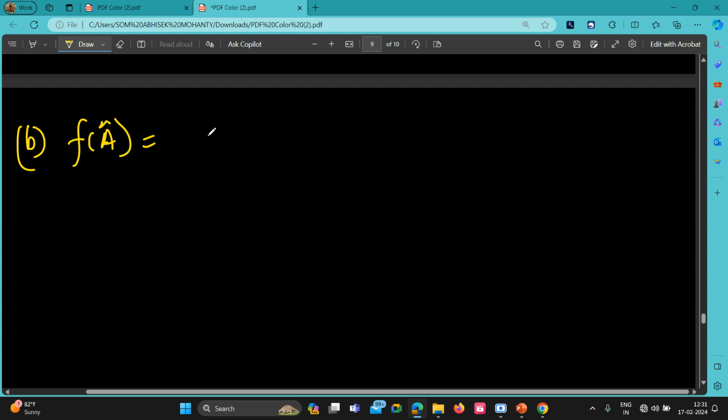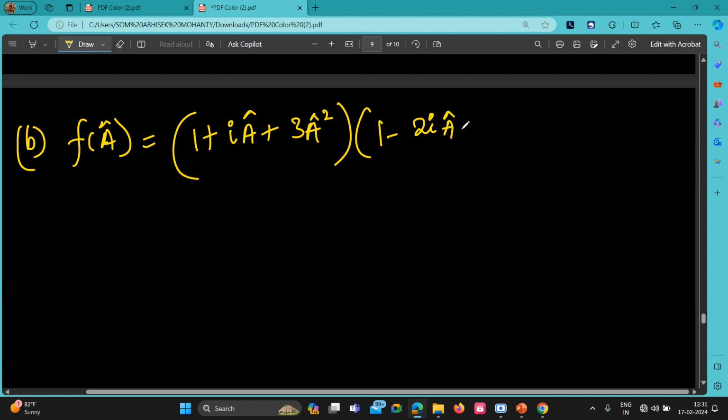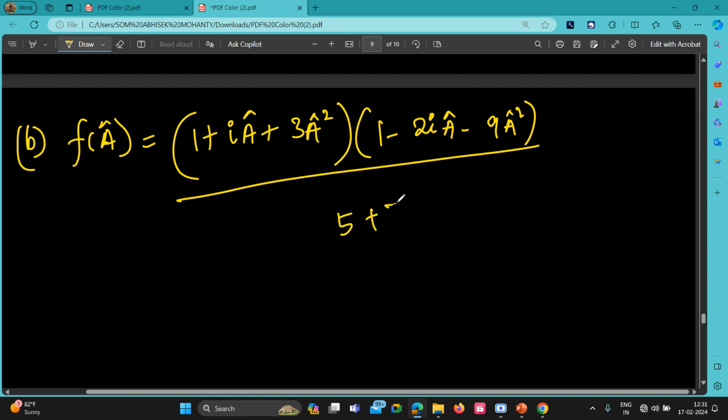F of a is how much? (1 plus i a cap plus 3 a cap square)(1 minus 2i a cap minus 9 a cap square) all divided by 5 plus 7 a cap. This is alright. So f a dagger we have to find.